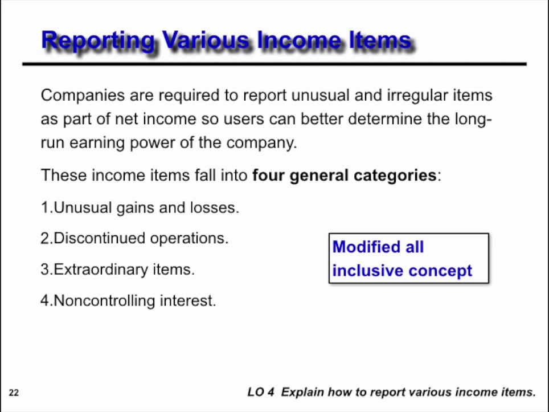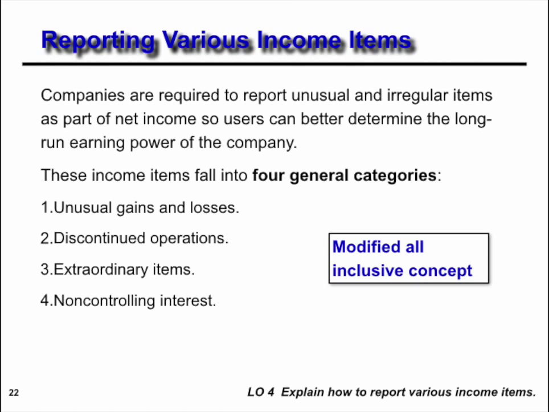Reporting various income items. This section is very important. It is heavily tested in the CPA exams. The companies are required to report unusual and irregular items as a part of net income, so users can better determine the long-run earning power of the company. These items fall into four categories: unusual gains and losses, discontinued operations, extraordinary items, and non-controlling interest.